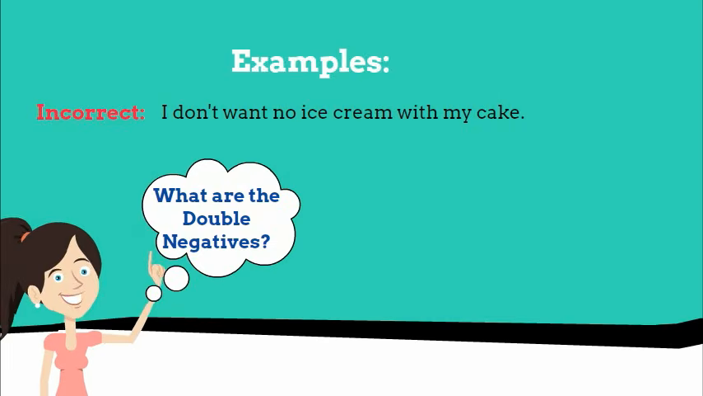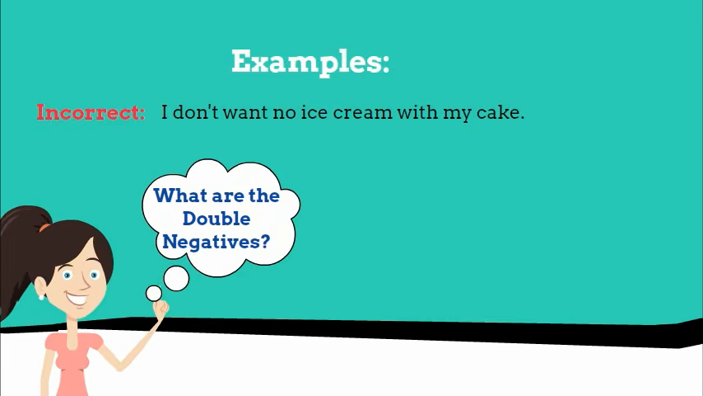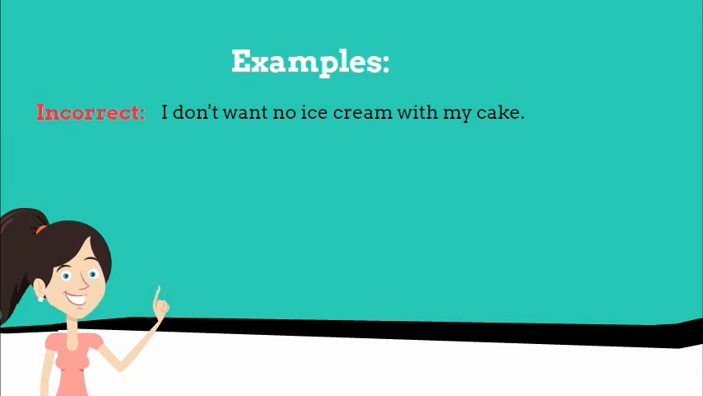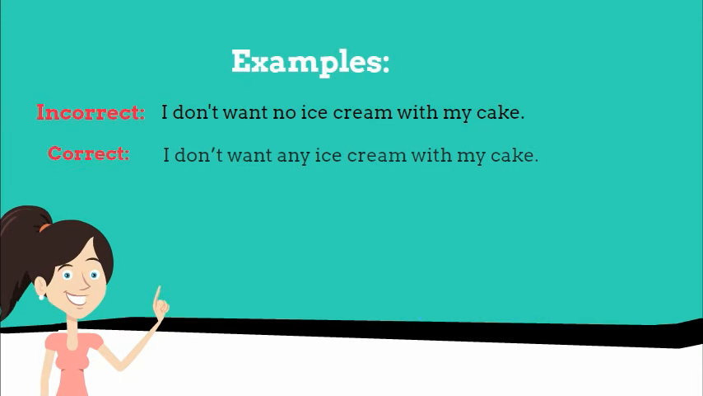What are the double negatives in this sentence? If you said don't and no, you are correct. Think about how you would rewrite the sentence. I don't want any ice cream with my cake would be an answer choice.